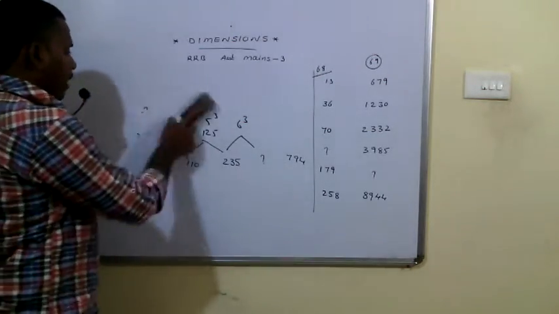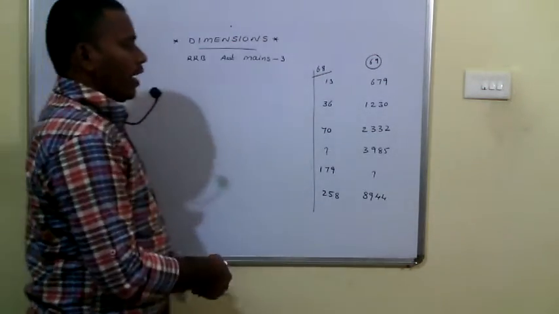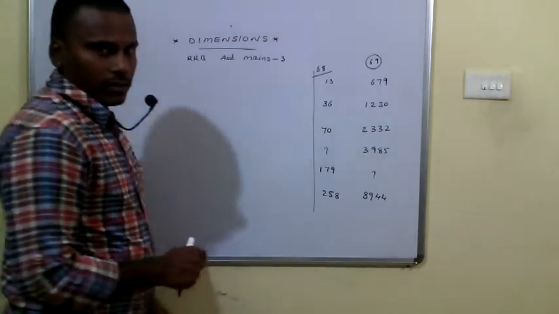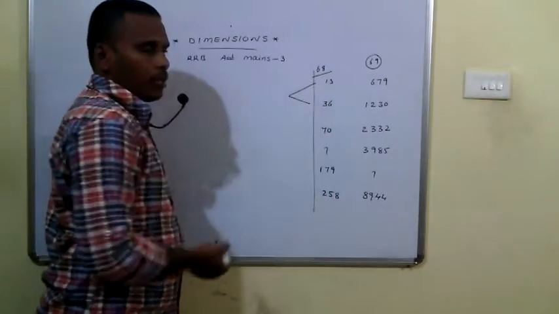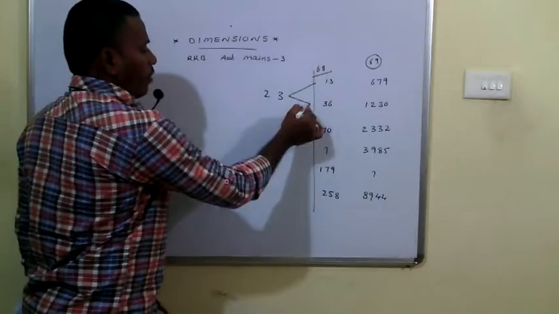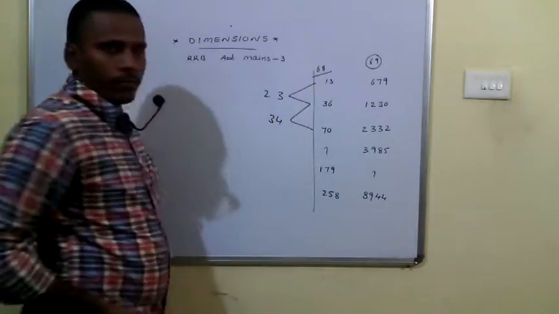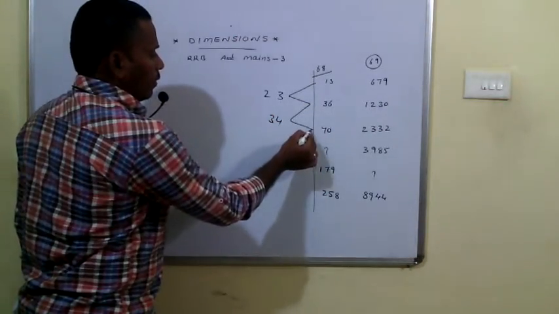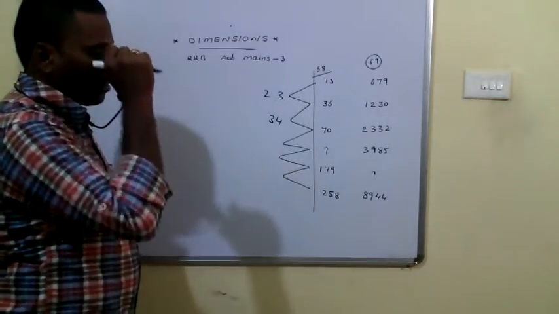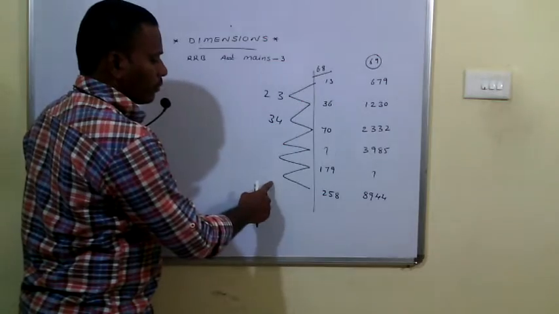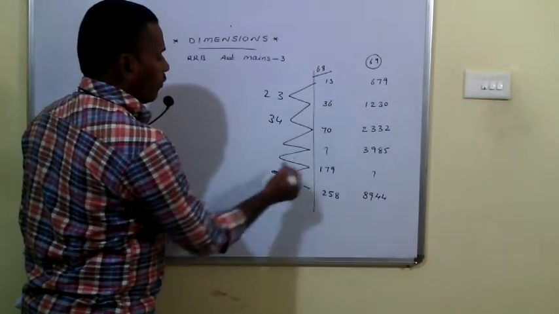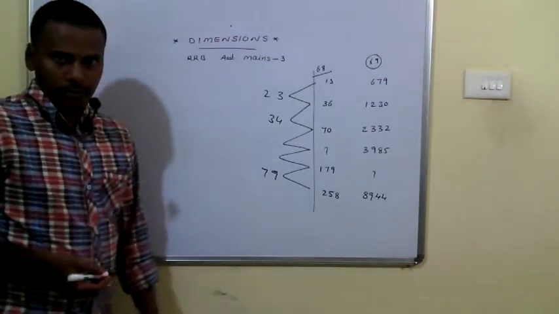Then after that, 68: 13, 36, 70 and then 179, 258 like this. Observe the difference between these two. 6 minus 3 is 3, 3 minus 1 is 2, 23 is the difference. Now for this, the difference is 34. And coming to here, we don't know the difference here and here. Now this difference is what? 18 minus 9 is 9 and then 24 minus 17 is 7, so 79.